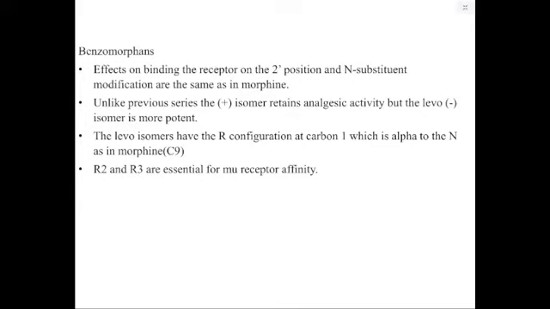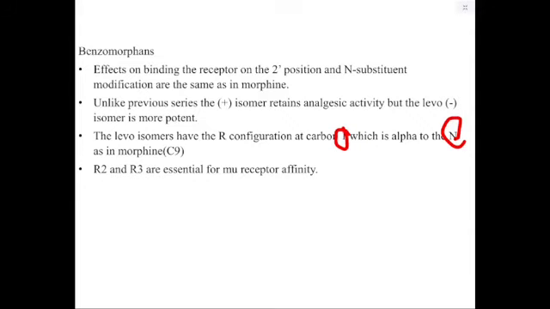Unlike the previous series, the dextroisomer retains analgesic activity, but the levoisomer is still more potent. So remember, we did mention dextromethorphan: no analgesic activity, antitussive activity. So we are saying here the dextroisomer of the benzomorphans still has analgesic activity, but the levoisomer still has much higher activity. The levoisomers again have the R configuration at carbon 1, and carbon 1 is alpha to the nitrogen. So that again is retained.